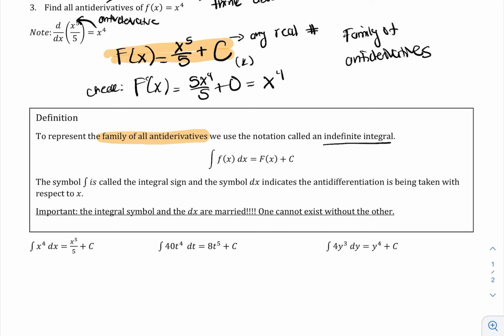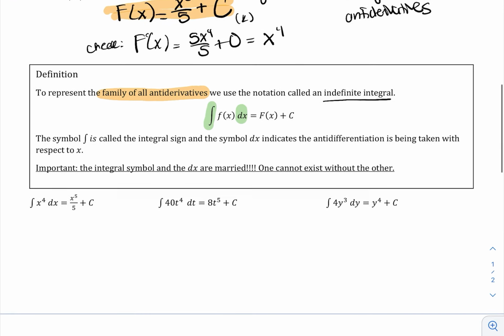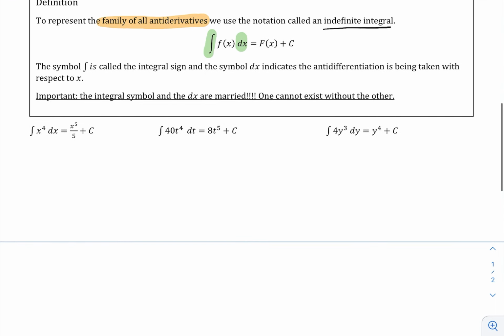Now, I want to make a really important point here, and I'll do this a lot in the videos with integration to remind you: the integral symbol and the dx are married. I'm going to highlight that. This symbol and this symbol are married together. They're always together. If one is there, the other has to be there. One cannot exist without the other. So I'm going to show you 3 different examples of how the integral symbol works.